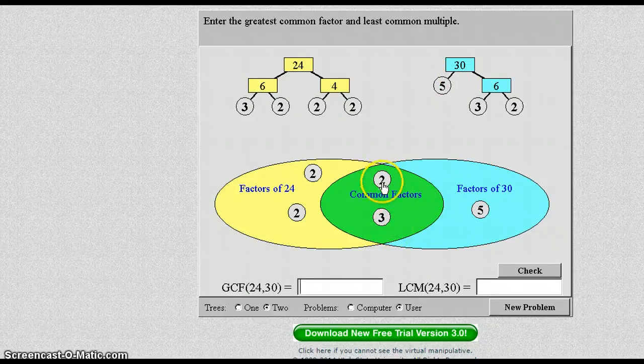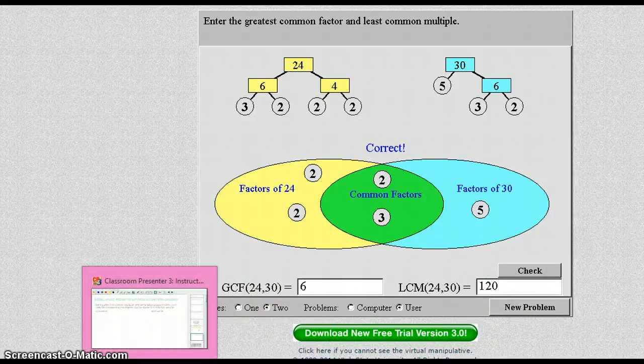So the GCF is the product of 2 and 3, which is 6, and the LCM is going to be 6. 2 times 2 is 4, times 5 is 20, so 6 times 20 is 120. Okay, that's multiplying 2 times 2 times 2 times 3 times 5. Let's check our result, and this is correct. So we have GCF of 6, LCM of 120.